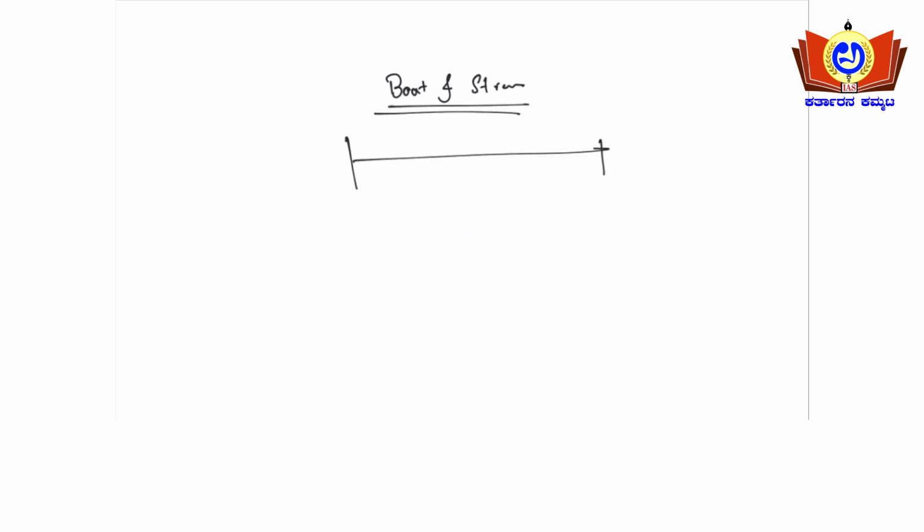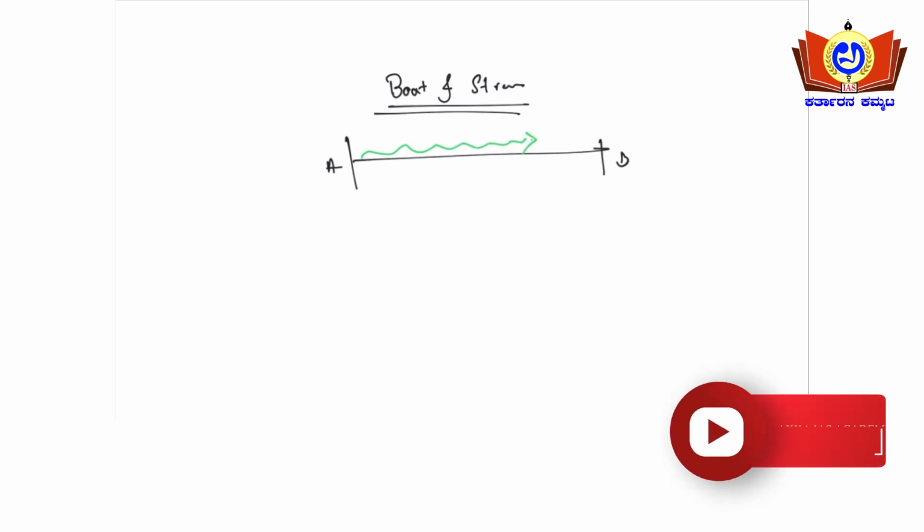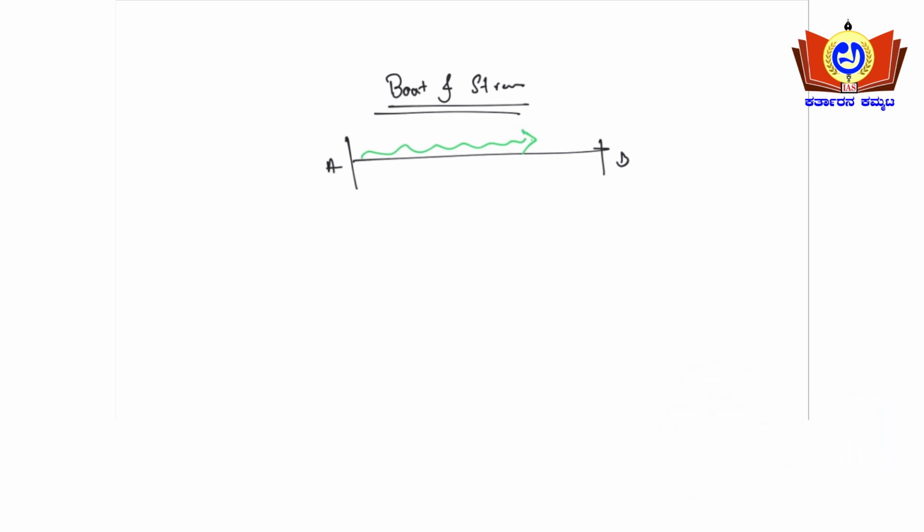What happens in streams is, from point A to point B, if the direction of the stream is like this. From A to B is the direction of the stream. The stream is flowing from A to B. So this is the direction. In this case, the boat will be flowing in the same direction, and in the second case the boat will be traveling in the opposite direction.